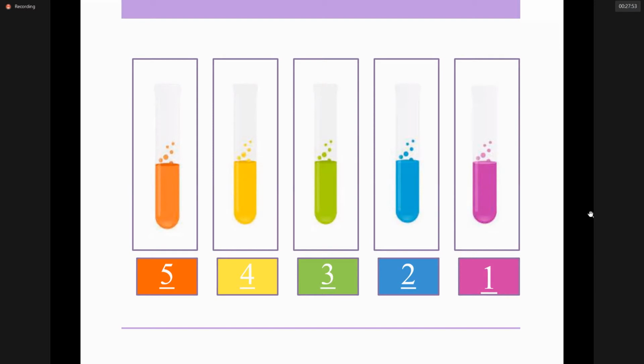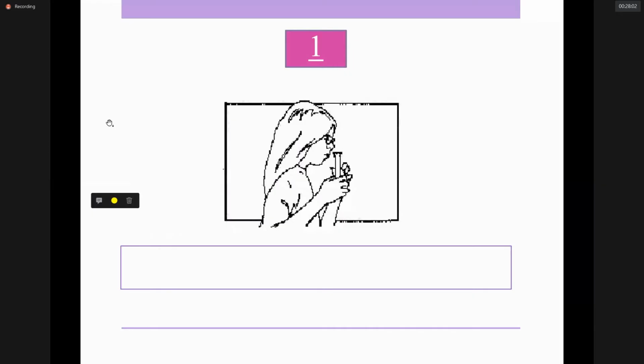Yes, Abir, choose a tube. Number 1. Okay, this is tube number 1 with this chemist. What's wrong with this picture? Or the safety rules that were not applied by this chemist.